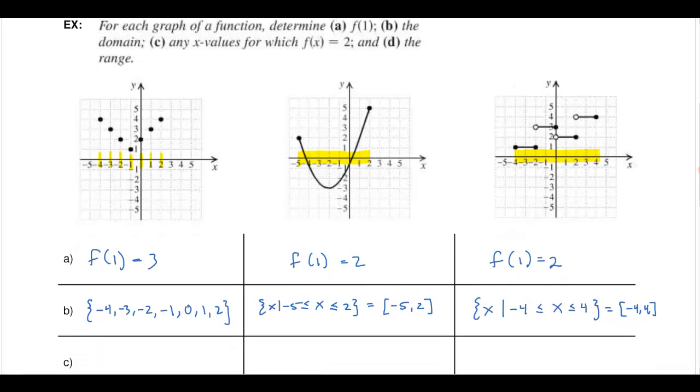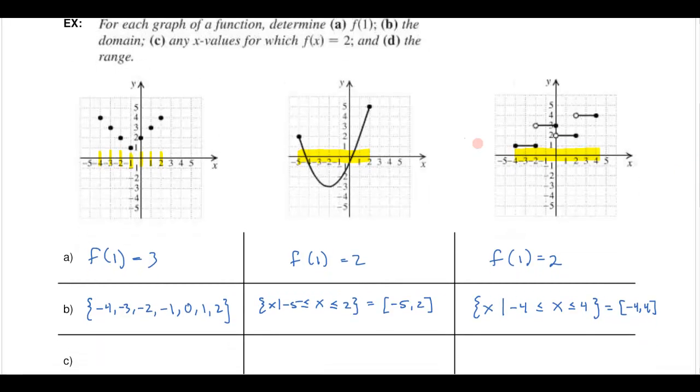All right. So now part C says find any values for which the output is 2, for which f of x, the y value, is 2. So in my mind, what I want to be looking at here are the y values.